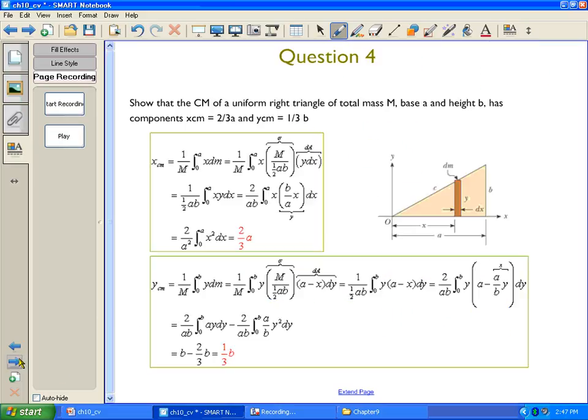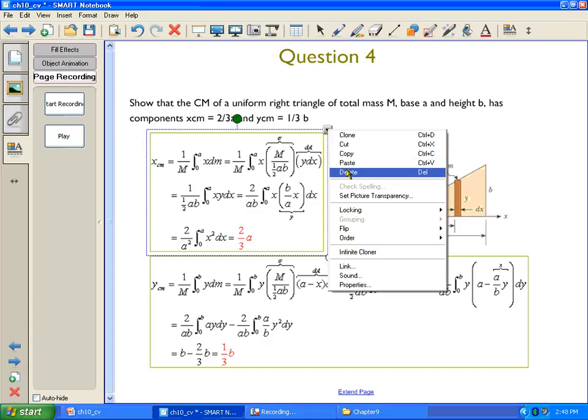Okay, let's solve the last problem in this segment. Here, question 4 says, show that the center of mass of a right triangle of total mass m, base A, and height b has the components of center of mass x sub m equals 2/3 A and y sub m equals 1/3 B. Okay, now while you have this on your notes, I am going to go ahead and eliminate it because we are going to work this out ourselves.